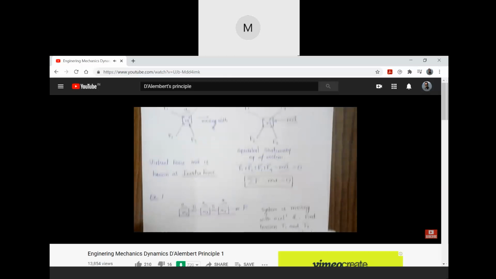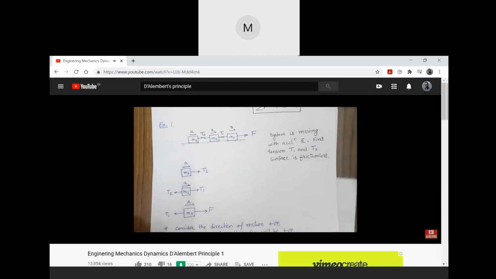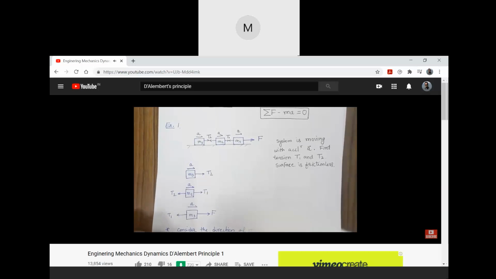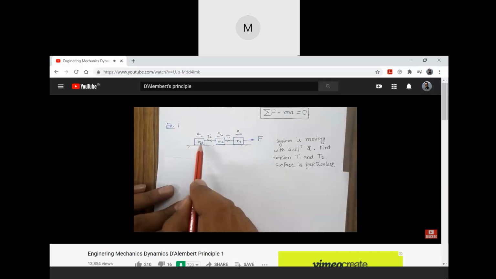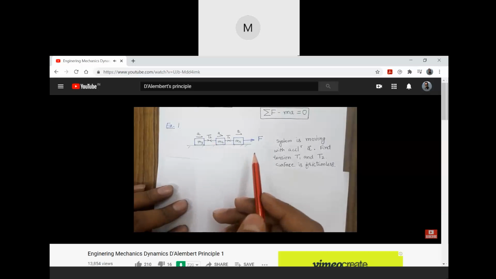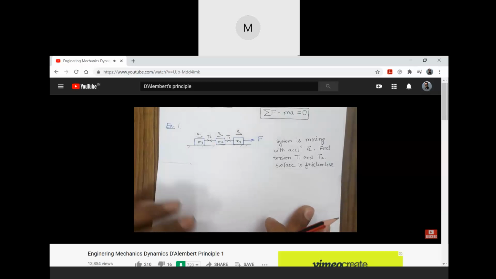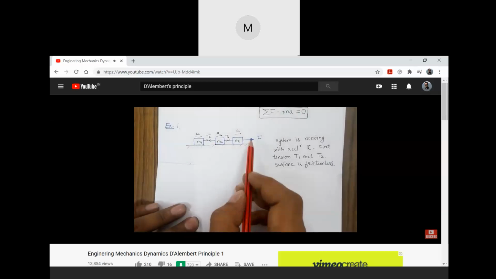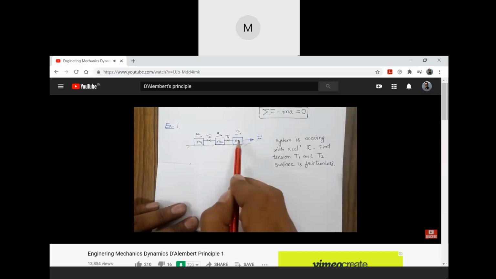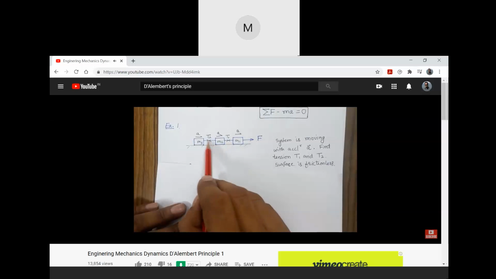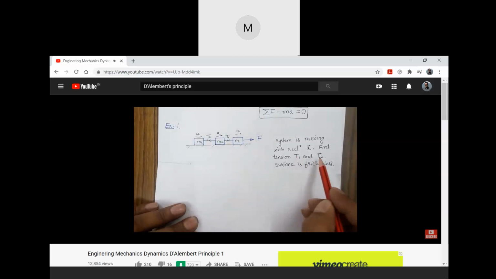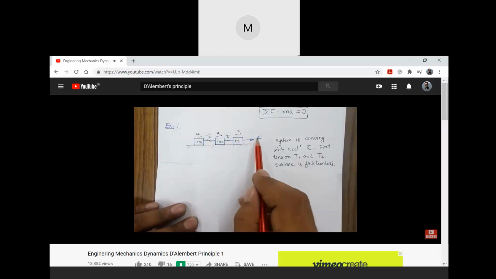So now let's take one example, a very simple example where we have three masses connected with strings, and these two strings are inextensible. That means the length of the string will not change due to the force, and we have a force F, and because of the force F the system is moving with acceleration A. There will be tension in the strings named T1 and T2, and we have to find the tension in terms of mass, acceleration and force.